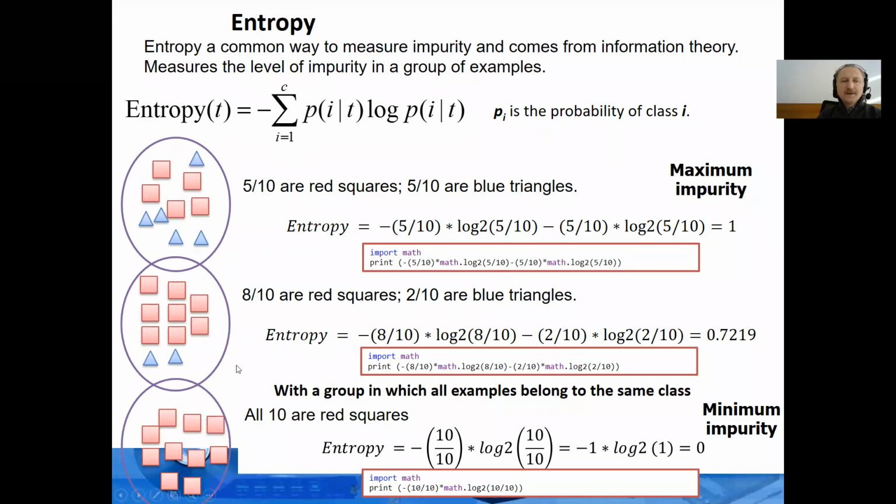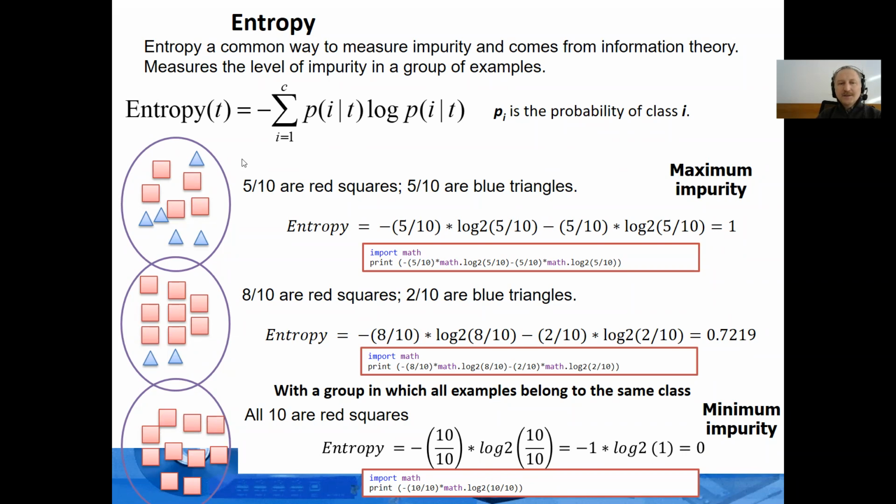In the same way, for example, here the probability of the squares is 8 divided by 10, because altogether there are 10. There are 8 squares here. So 8 divided by 10 times log 2 of 8 divided by 10, minus the probability of the triangle times log 2 of the probability of the triangle. And when you do this calculation, you will see this result. And if all of them are from the same class, the probability is 10 divided by 10, log 2 of 10 by 10, and the result is 0.